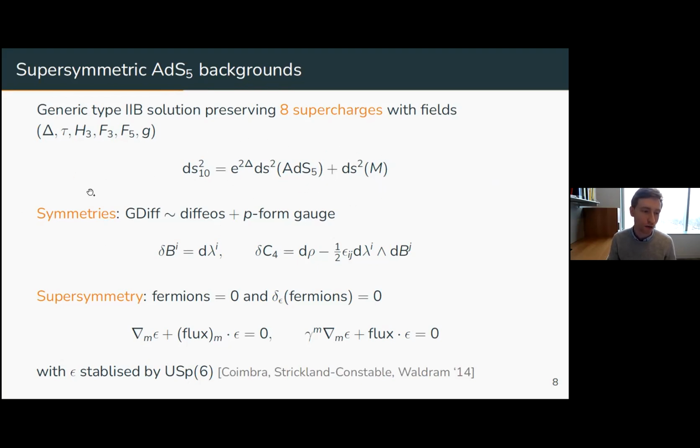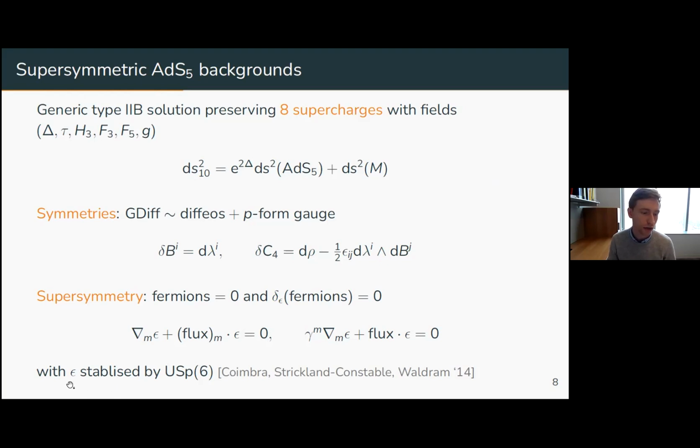For a general background, the only symmetries you have knocking around are diffeomorphisms on the internal manifold and p-form gauge transformations. And I'm going to call these collectively generalized diffeomorphisms as a shorthand. So these just give you the usual p-form gauge transformations of your p-form potentials. If we're looking for supersymmetric solutions to supergravity, obviously in vacuum the fermions vanish and the supersymmetry variations of the fermions also vanish. So this gives you 2 conditions.